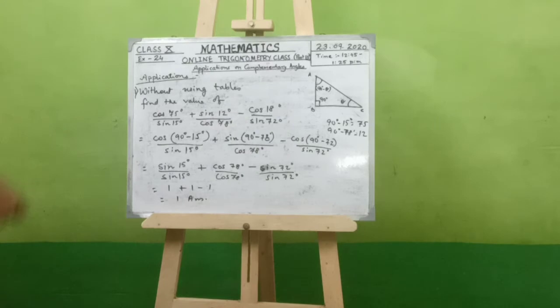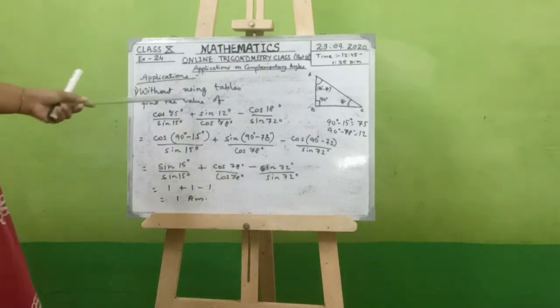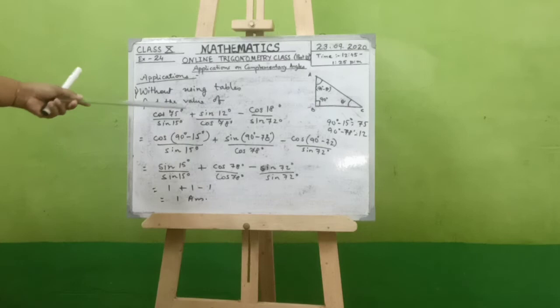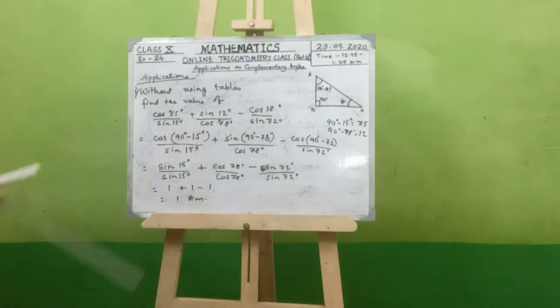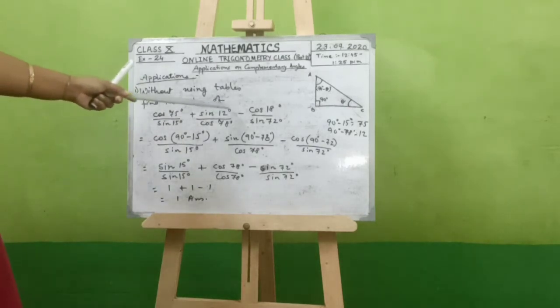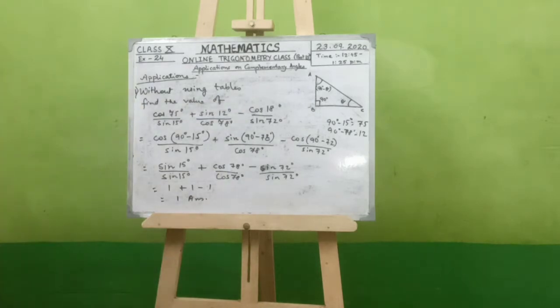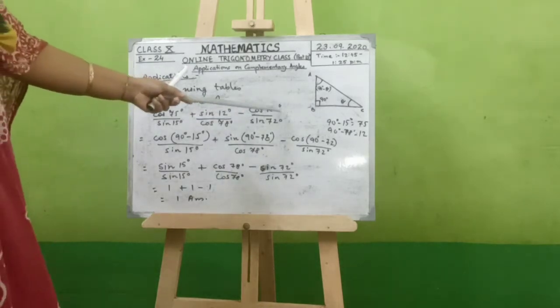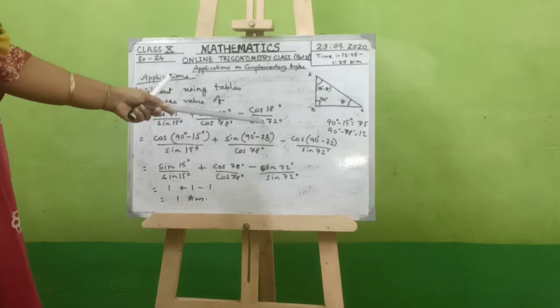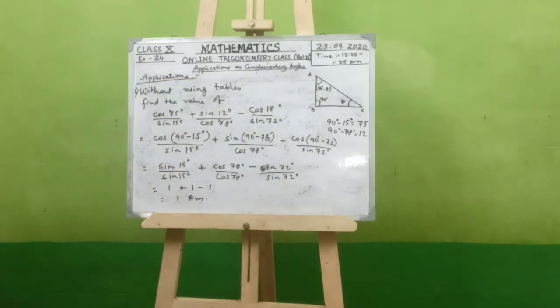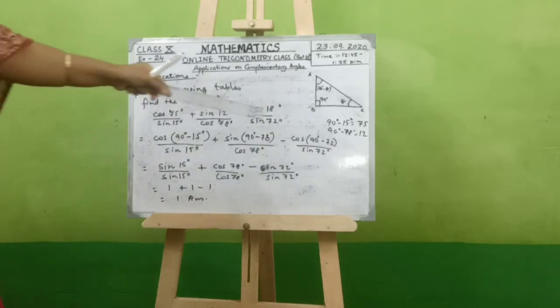Now coming to applications. Children, the sums are very easy, but you have to do them very carefully. Without using the table, find the value of cos 75° by sin 15° plus sin 12° by cos 78° minus cos 18° by sin 72°. Alright. So what you will do, the given expression is this.